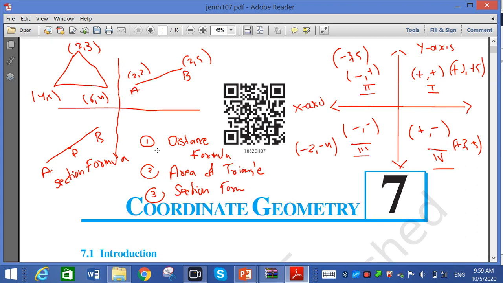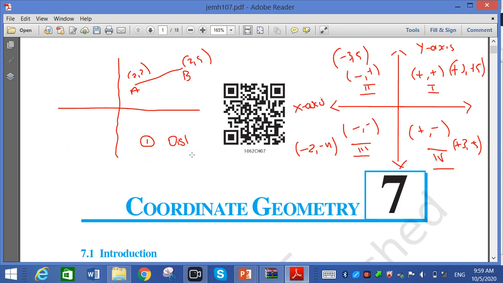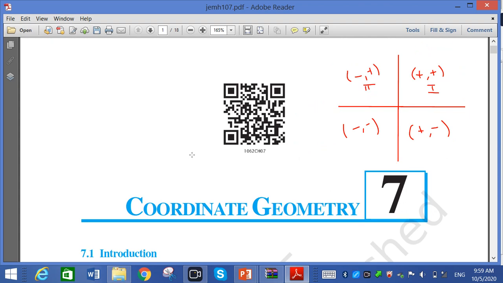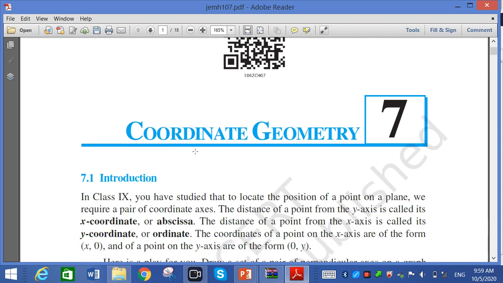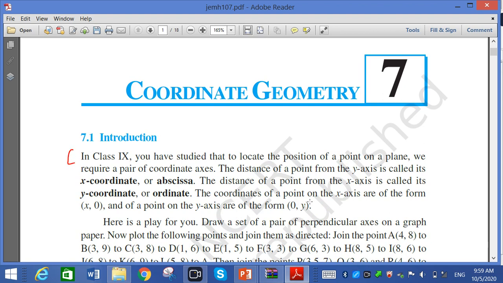So first of all we have to discuss the distance formula. Before we start it, what is important for us? First we have to know the quadrants. Now I am reading related to 9th standard. The distance of a point P from the y-axis is called the x-coordinate or abscissa. The distance of a point from the y-axis is called the x-coordinate.